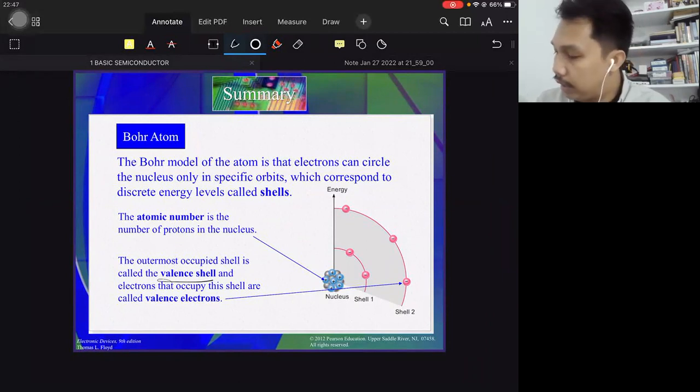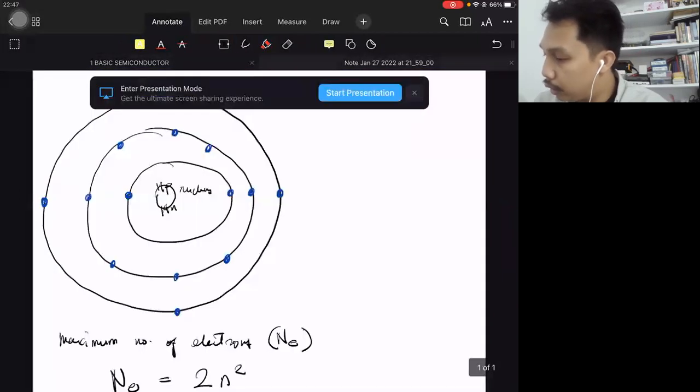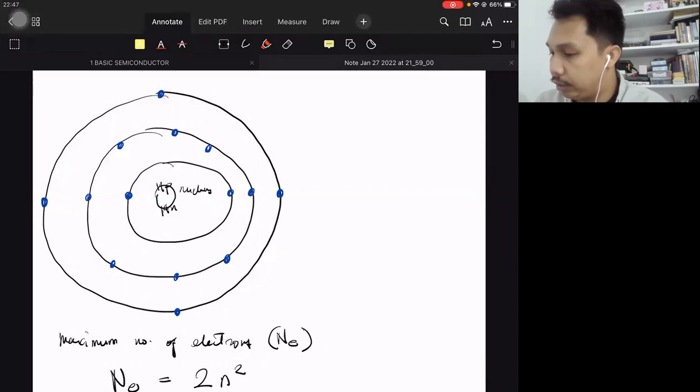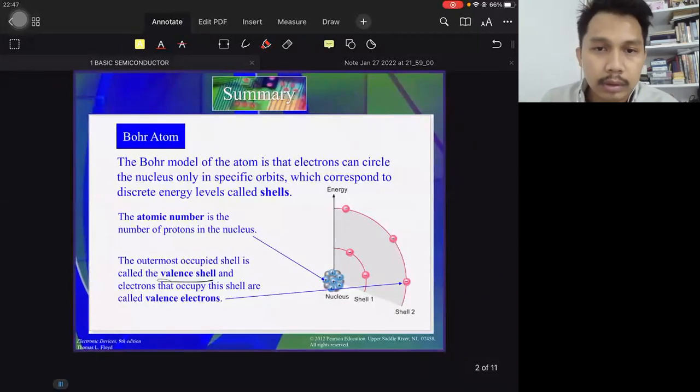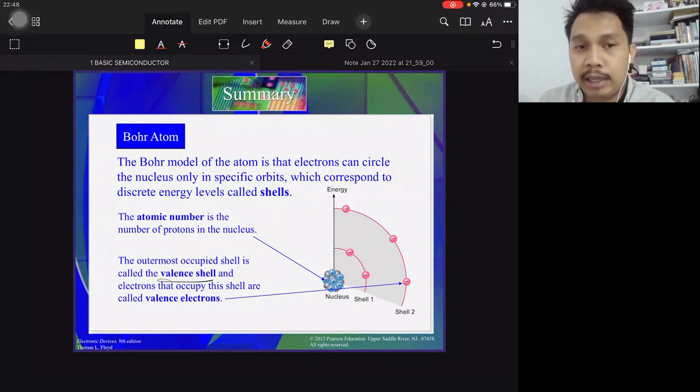So for our silicon, it has 4 valence electrons. These valence electrons contribute to chemical reactions and bonding within the structure of a material and determine its electrical properties. When a valence electron gains sufficient energy from an external source, it breaks free from its atom. This is the basis for conduction in materials.